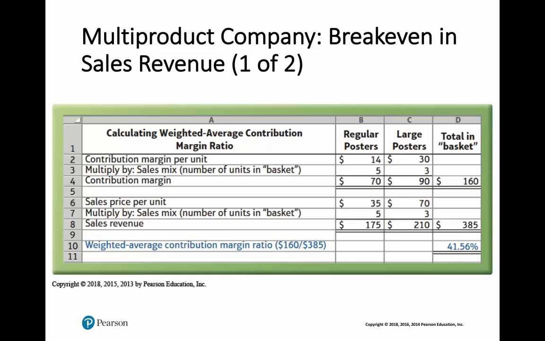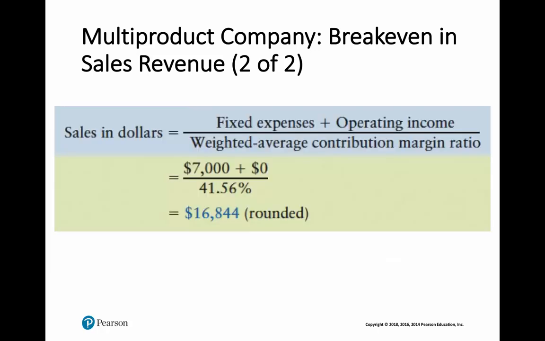We're going to sell 3 large posters, because our sales mix is 5 and 3, at $70 per poster, so we have sales revenue of $210. We get our total sales revenue for our basket, our sales mix, of $385, and we have our contribution margin for that basket, $160. So we're going to find our weighted average contribution margin ratio: contribution margin divided by our sales price. So $160 divided by $385 gives us our weighted average contribution margin, 41.56%.